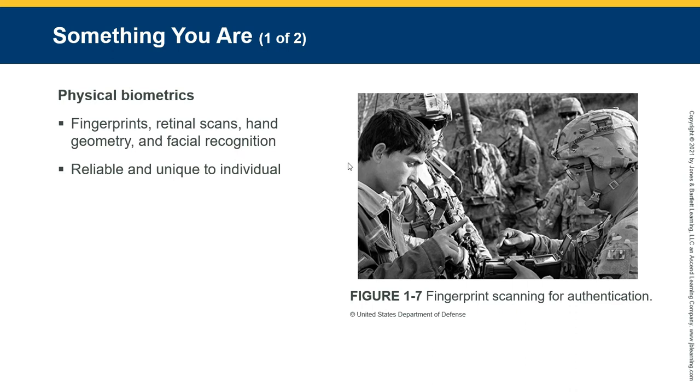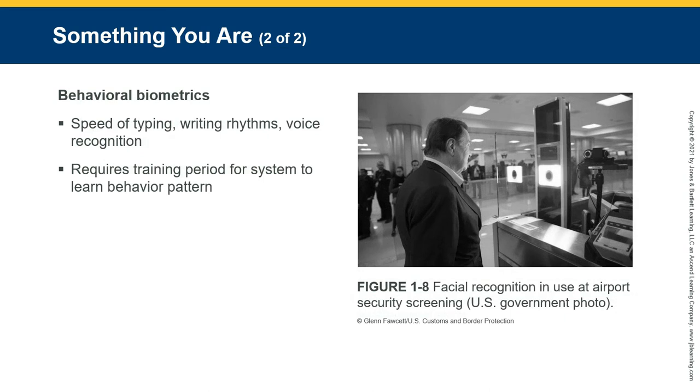Something you are. Biometrics: your fingerprints, your retinal scans, hand geometry, and facial recognition. Reliable and unique to individuals. You're the only one with your fingerprint. So people are using that. Behavioral biometrics. This is something new that we're looking at. Actually, it's been around. The speed of your typing in your login and password. Your writing rhythms. Voice recognition requires training so you can repeat that. Facial recognition is used at the airport. So these are some of the different things on who you are that are being adopted.